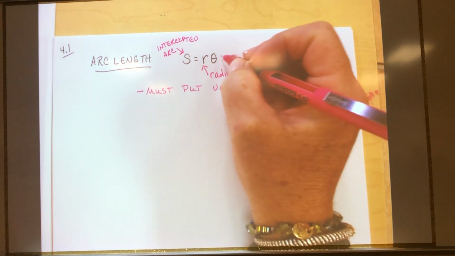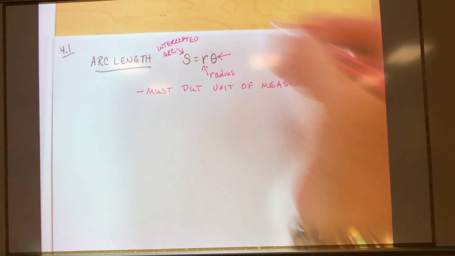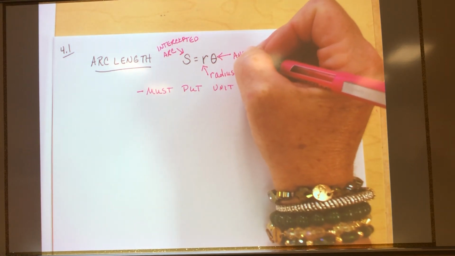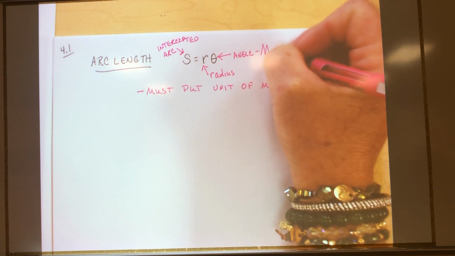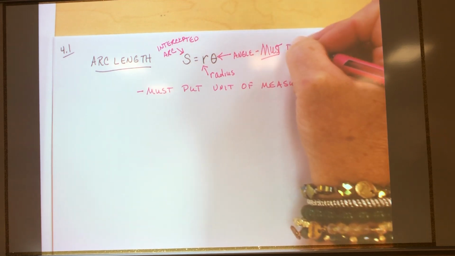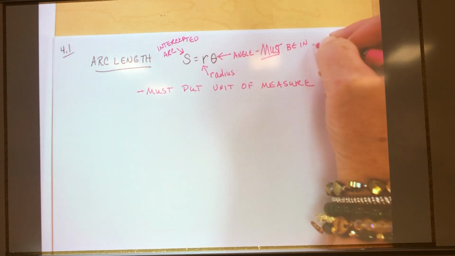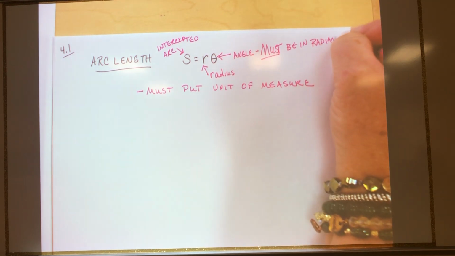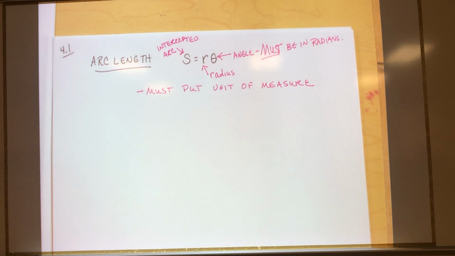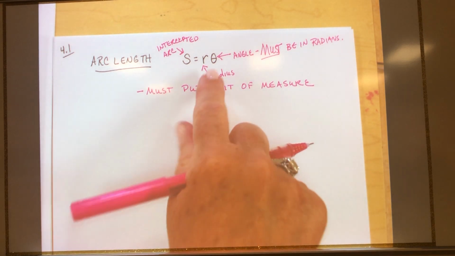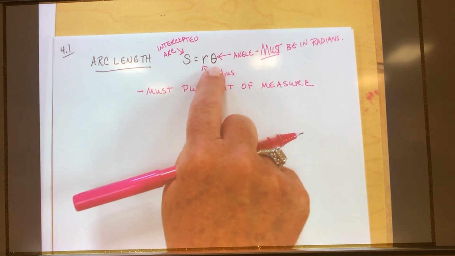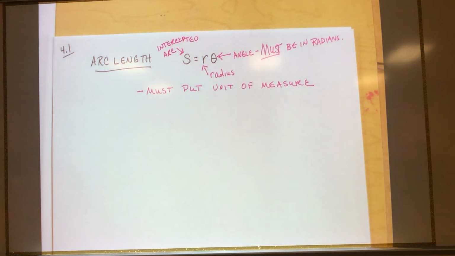Okay, and this theta right here. Obviously, theta is my angle, but it must be in radians. So if it's not in radians, then you're going to have to use the skill that we learned yesterday, where we converted from degrees to radians, and then you can put it in the formula. Okay. Anytime you see a theta, the angle has to be in radians. Okay. If it's not in radians, then you're going to have to convert it. All right. So here we go.